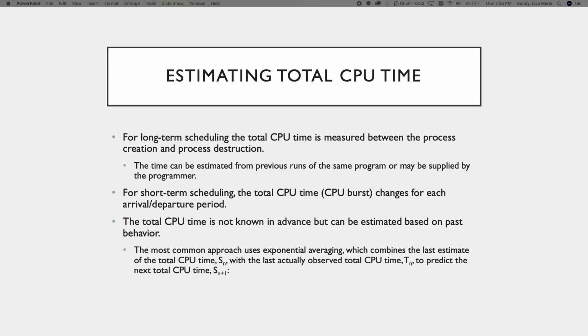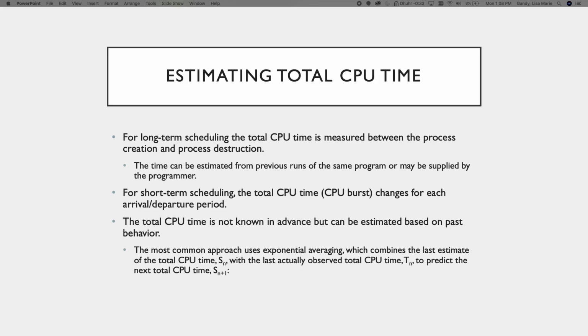So for long-term scheduling, the total CPU time is measured between the process creation and destruction. We've talked about that. The time can be estimated from previous runs of the same program or may be supplied by the programmer. Usually it's estimated. I've never told the CPU I'm going to be running this program this long. Maybe in some programming that I don't do, they do that, but I'm not sure how often that's done.